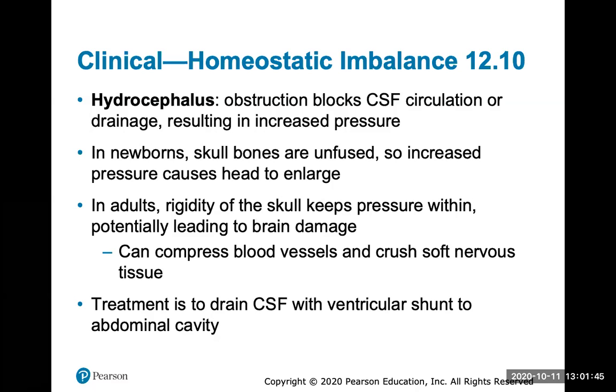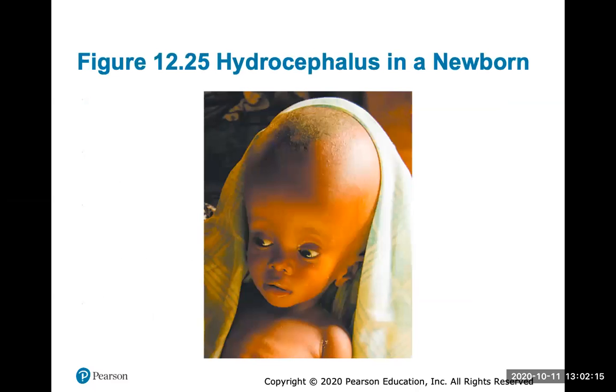Hydrocephalus was a big component of the Zika virus. If a pregnant woman were to get the Zika virus, her children were often born with hydrocephaly. But in adults, the rigidity of the skull keeps the pressure within, potentially leading to brain damage. The hydrocephaly can compress the blood vessels and crush soft nervous tissue. The ultimate treatment is just to drain the cerebrospinal fluid that's been built up because of blockage, with a ventricular shunt to the abdominal cavity.